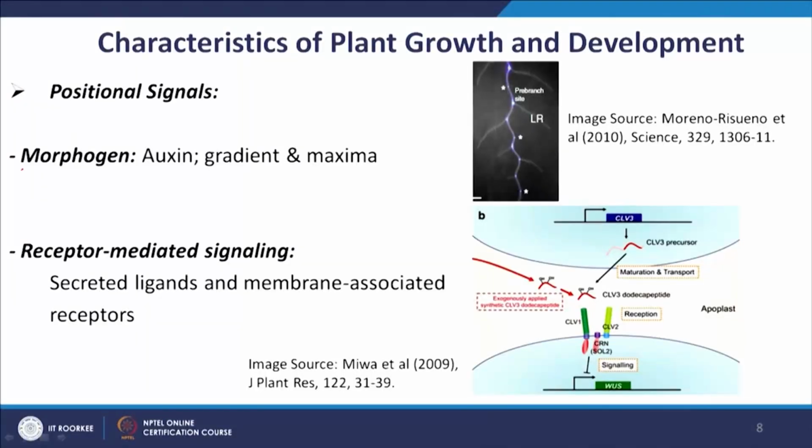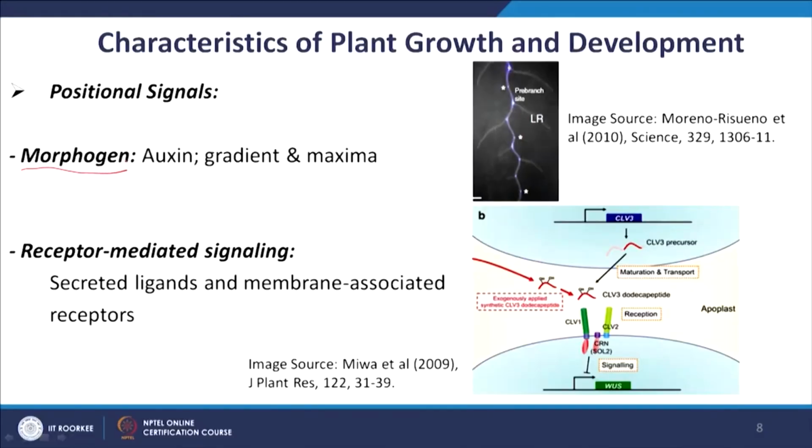If position is very important in case of plant growth and development, what are these positional signals? How does a particular cell realize, or how does a particular cell acquire a particular identity, how does it get the information from the neighboring cells? There are certain mechanisms which have been identified. The first mechanism is morphogen.